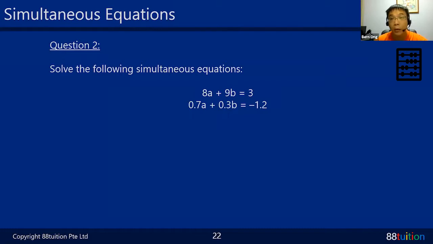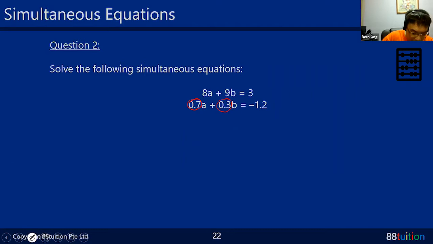All right. So down here, again, what should I do? My objective is to try to get rid of one of the alphabet, either A or B. Looking at B, can you see now? This one is all decimal. So irritating. So what do I do? I purposely try to bring everybody to a whole number. How? 0.3, 0.7. Can I do something?